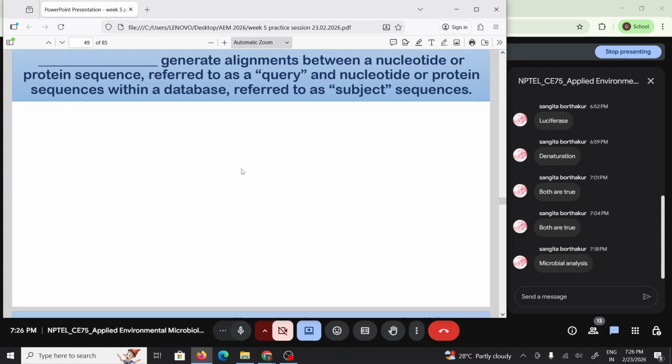Generate alignment between a nucleotide or a protein sequence, which you call a query, and a nucleotide or protein sequence within a database, which is referred to as subject. So you give a nucleotide or protein sequence called a query to something, and it tries to match it with a nucleotide or protein that it already has in the database, which is known as the subject sequence.